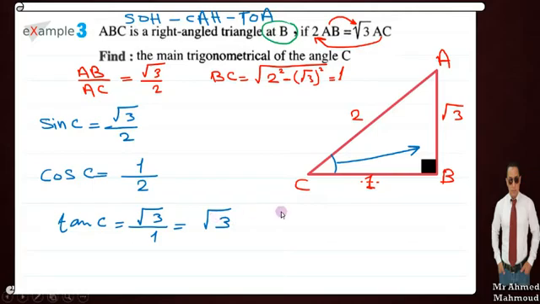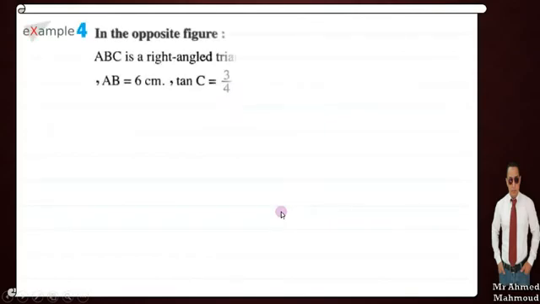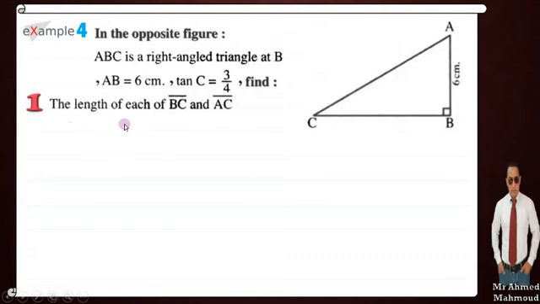Example 4. In the opposite figure, ABC is a right angle triangle at B, and AB equals 6 centimeters, tan C equals 3 over 4. Number 1, find the length of BC and AC. I will start with number 1.